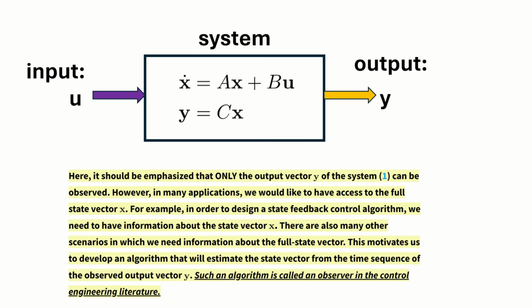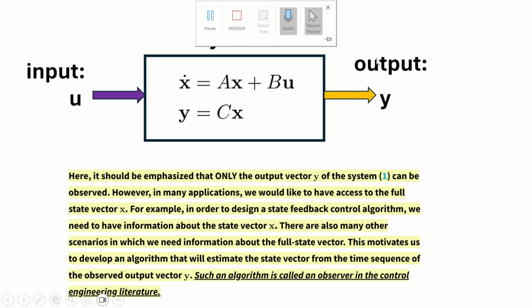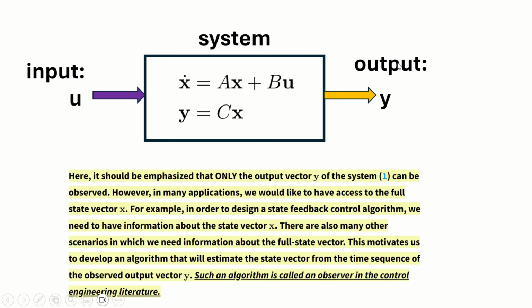Here, it should be emphasized that only the output vector Y of this system over here can be observed or measured. However, in many applications, we would like to have access to information about the full state vector X. For example, in order to design a state feedback control algorithm, we need to have information about the state vector X. There are also many other scenarios in which we need information about the full state vector X. This motivates us to develop an algorithm, or better to say an estimator, that will estimate the state vector from the sequence of the observed output vector Y.